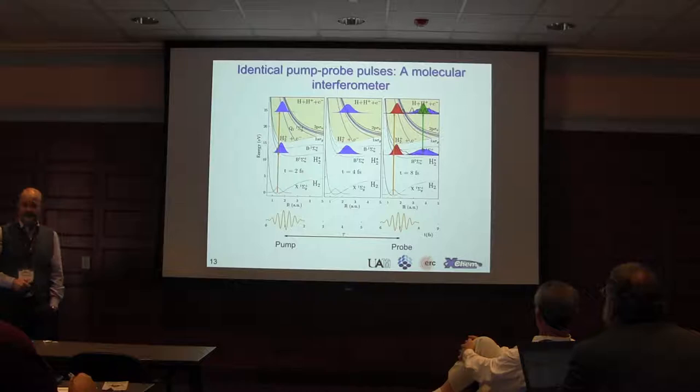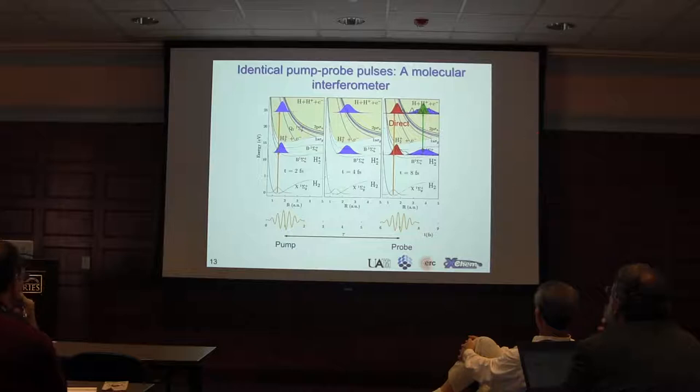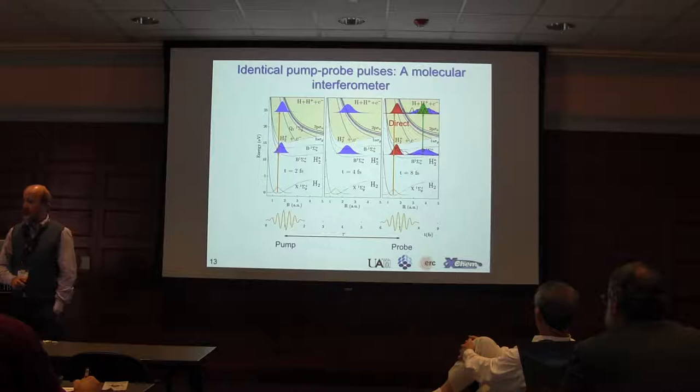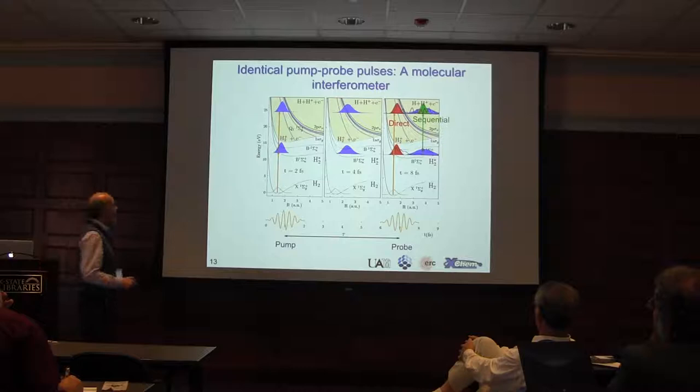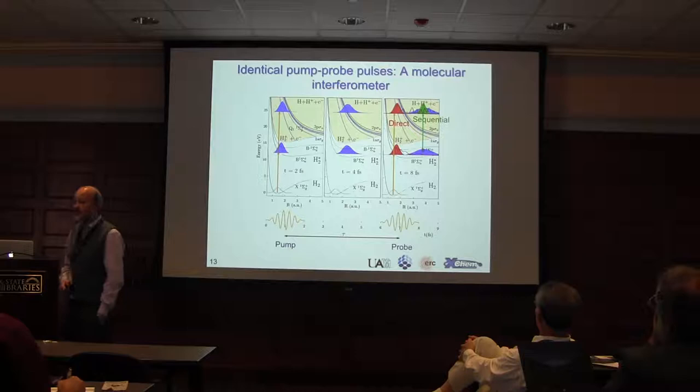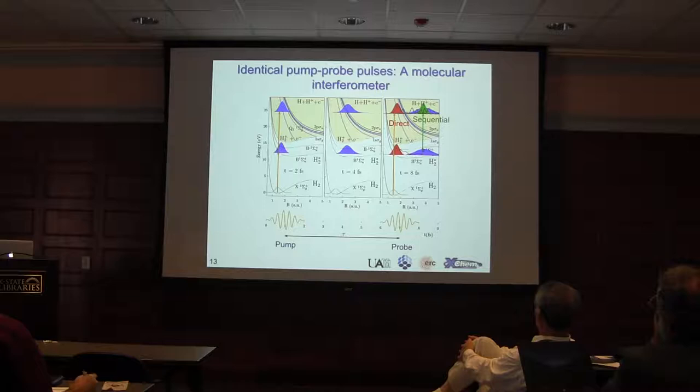Then two things may happen. One is that we have a replica of the first process. Since the pulse is identical, we can excite the molecule to an excited state of H2, and we can absorb a second photon to ionize it directly from the same pulse. Or we can probe the wave packet that was created in the intermediate state by the first pulse. This is the process that I will call sequential from now on. So these two processes coexist in this scheme. As a result, there will be interferences between the different wave packets that you create, and we will try to learn something about these interferences by using such a scheme.